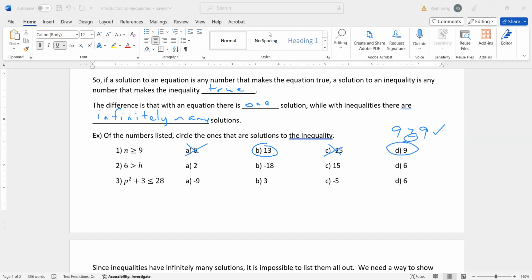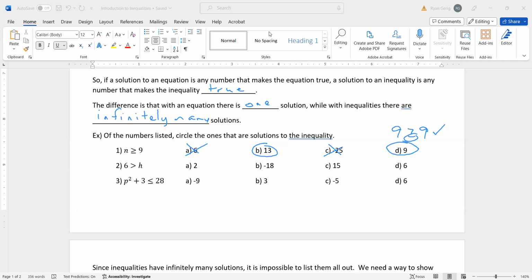Okay. Now, real quick, true or false? This inequality has 2 solutions? Hopefully a question popped up on your screen, and you should have answered false. Of the 4 listed, only 2 of them were solutions, but this inequality has infinitely many solutions, like I've already said.